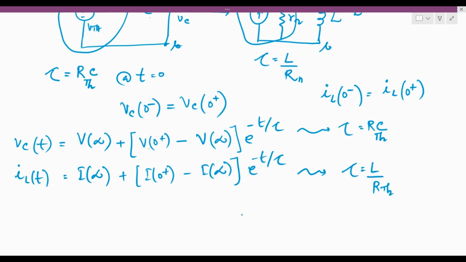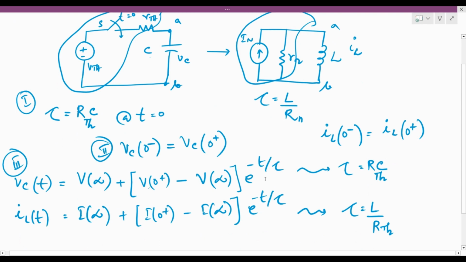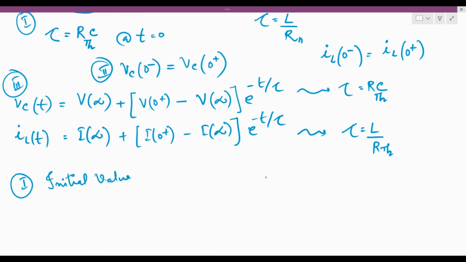So we need to remember these three things, right? This being the third point, this is the second point, and the first point being that we can actually compute the time constant in this manner. So given any numerical related to transient response, there are just three things which we need to know. First, we need to compute the initial value. So the initial value would be V0 plus in case of capacitors, or I0 plus for inductors, which will be the same as V0 minus and I0 minus.